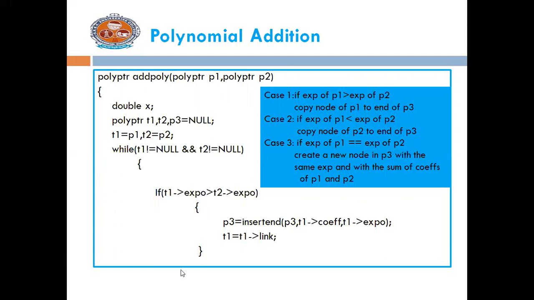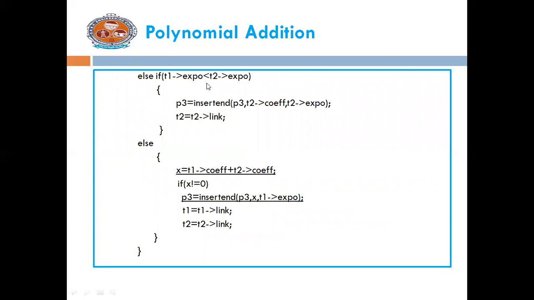Here the insert-end function creates a node with T1 exponent and T1 coefficient and adds it at the end of P3, and advances the corresponding link. That means T1 equals T1 arrow link. If T1 exponent is less than T2 exponent, then copy the node of T2 and add it at the end of the resultant list, that is P3, and advance the corresponding pointer.